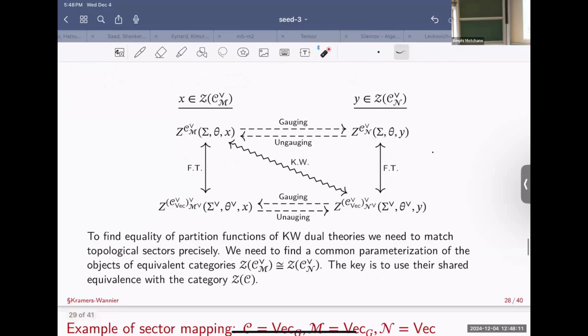This identification of topological sectors with elements of the Drinfeld center of the symmetry, is it true on every lattice, on every surface Sigma, or special to the torus?